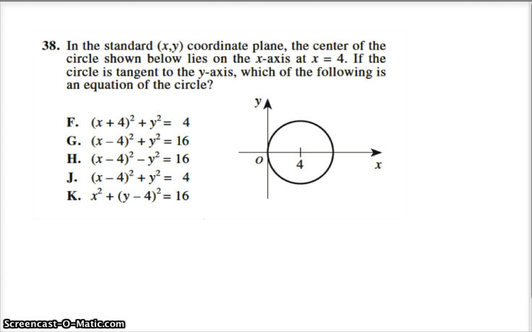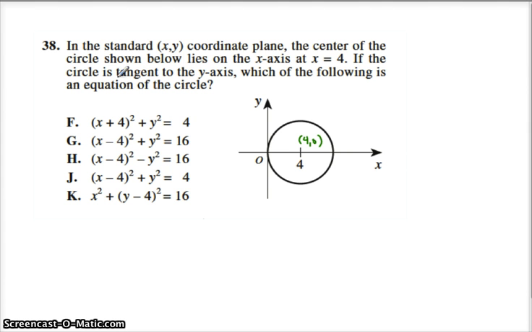So now we're going to look at number 38. In the standard xy coordinate plane, the center of a circle shown below lies on the x-axis at x equals 4. So in layman's terms, that means that the center of the circle is at 4, 0. If the circle is tangent to the y-axis, which of the following is an equation of the circle?